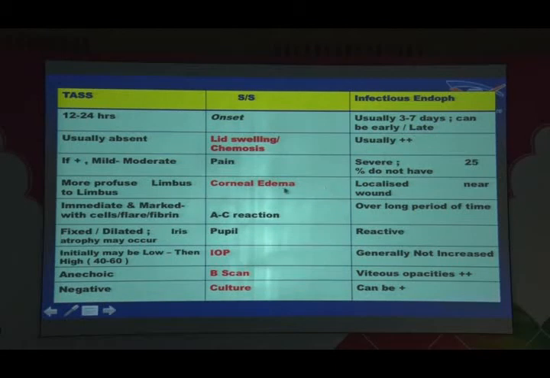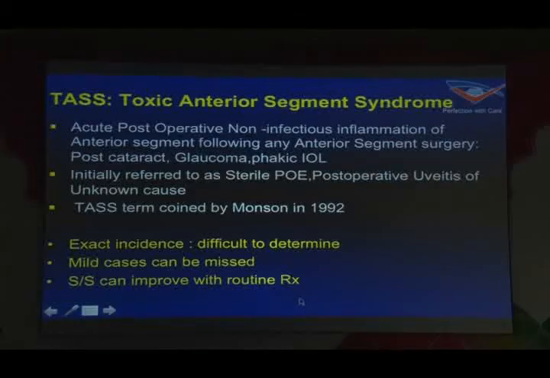The corneal edema in TAS will be limbus to limbus, while in infectious endophthalmitis it may be localized to the wound. The intraocular pressure may be elevated in cases of TAS, but in cases of infection, it may be normal or decreased. On a B scan, you may be able to find exudation within the vitreous cavity, and culture certainly will be positive in cases of endophthalmitis.